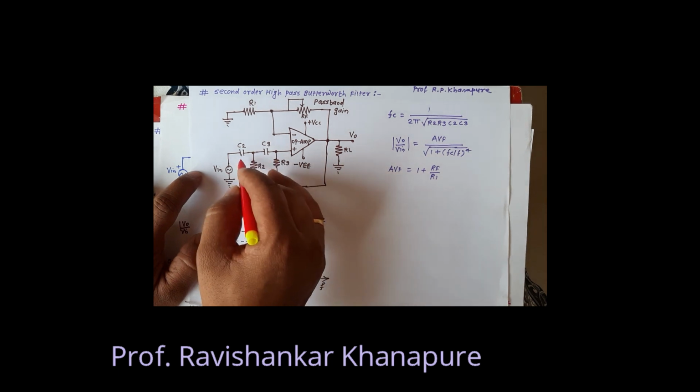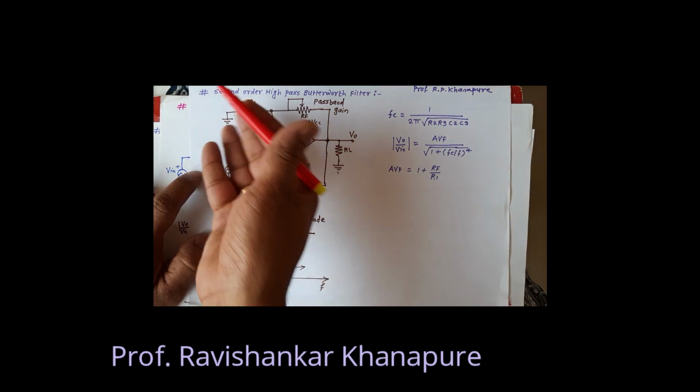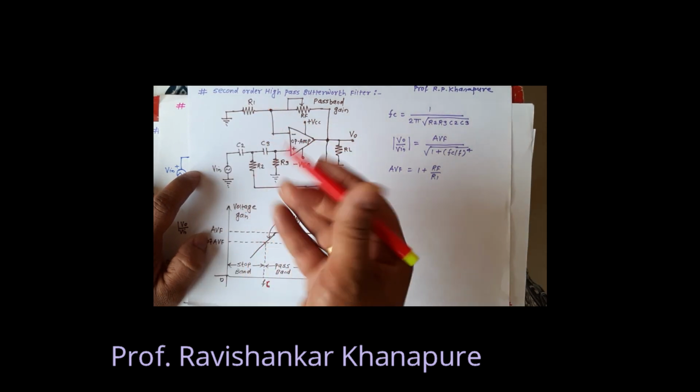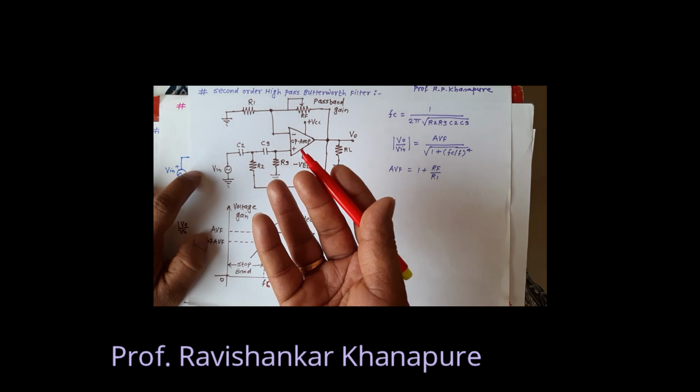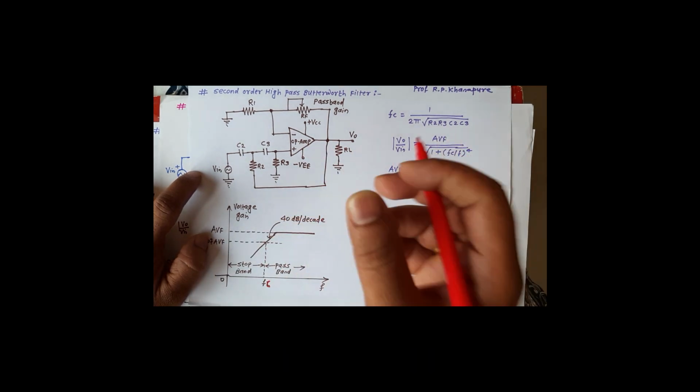The main difference between this second order high pass filter and the first order high pass filter is, first, in the RC network, and second, in the frequency response. So what is the need of the second order? To make the frequency response sharper. We have to make this frequency response sharper as compared to the first order. That's why this is a second order.